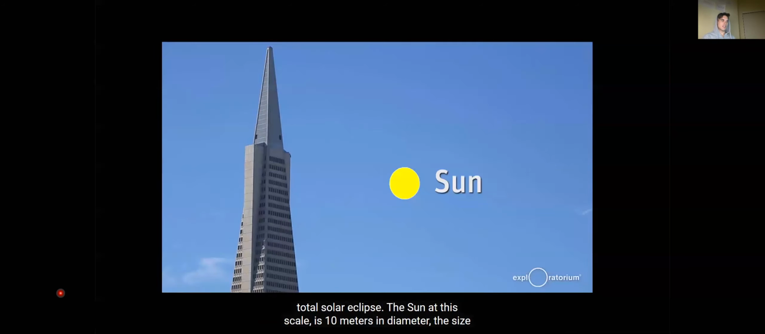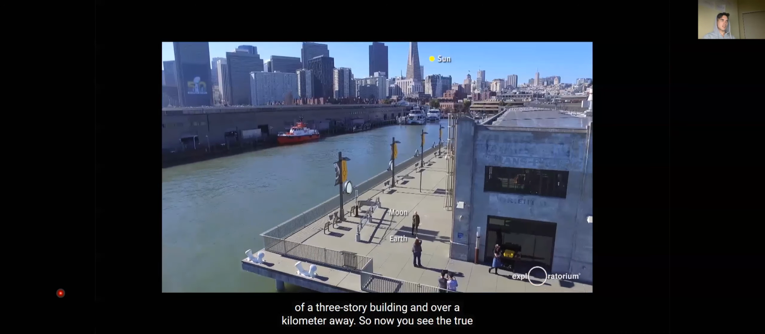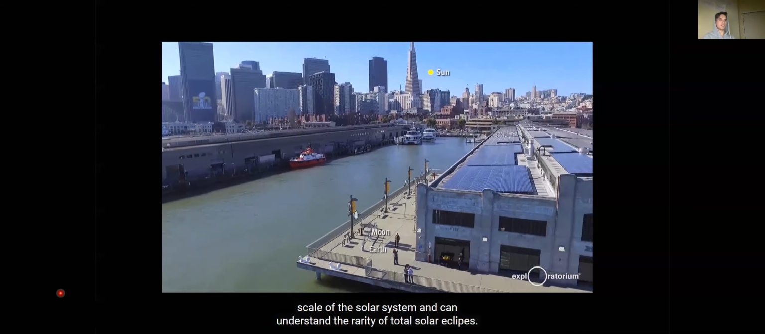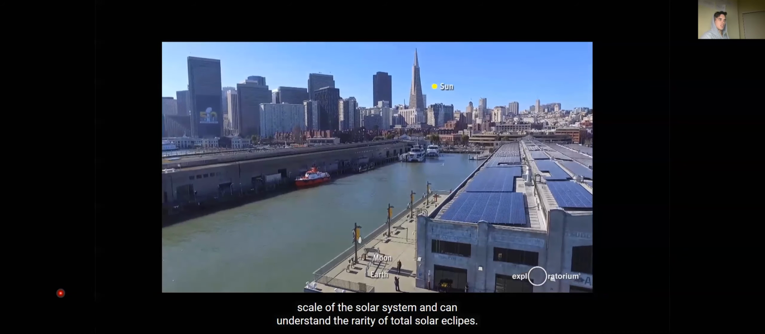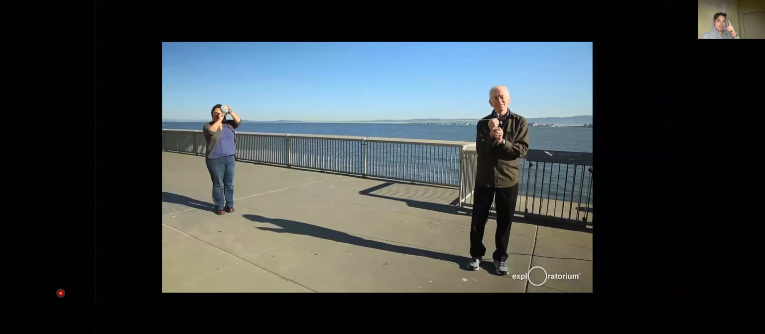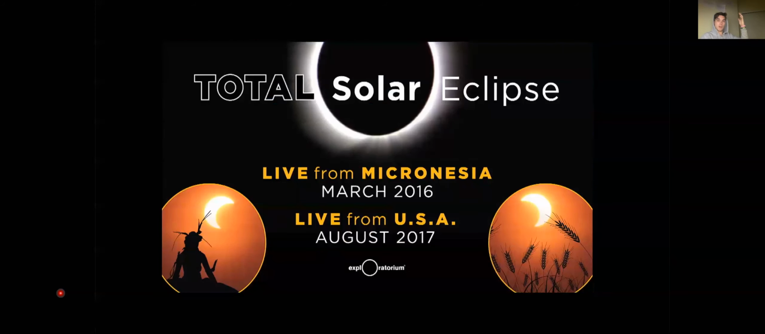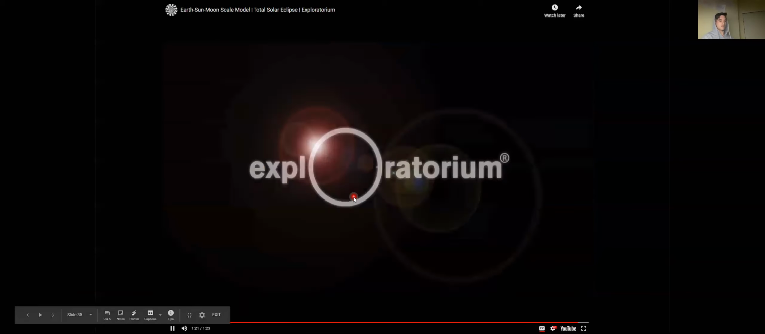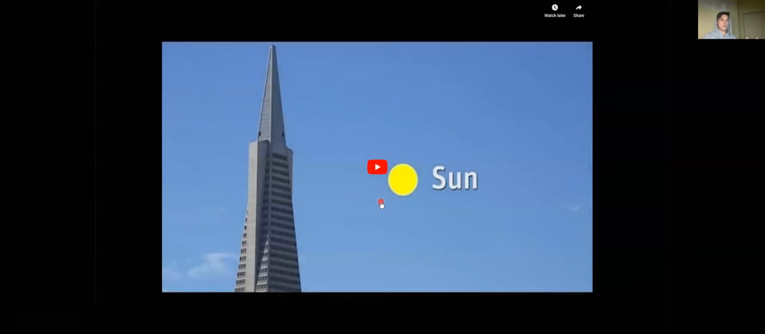It is 10 meters in diameter, the size of a three-story building, and over a kilometer away. It is that far away, and the moon has to perfectly line up with the sun to get a solar eclipse. That little tiny thing has to line up with that skyscraper all that way away. It's very hard. That's why you can also understand why the moon's gravity pulls a little bit differently than the sun's, because of how far away it is.